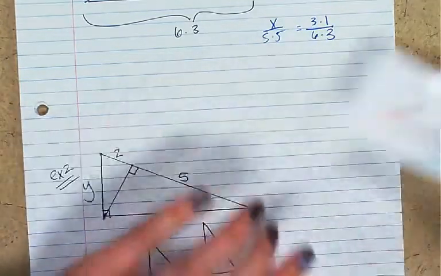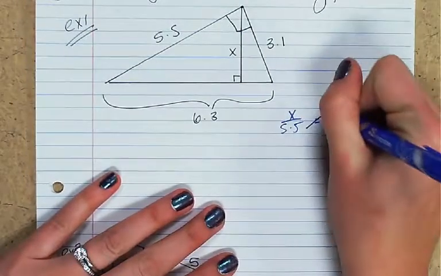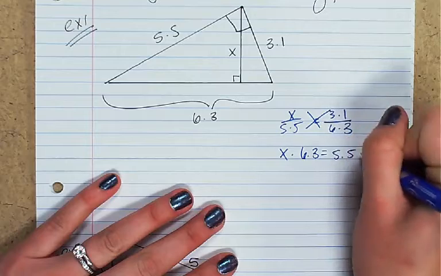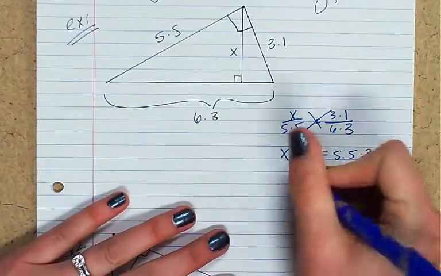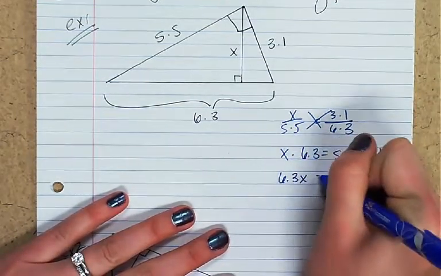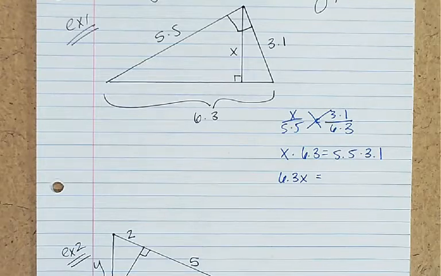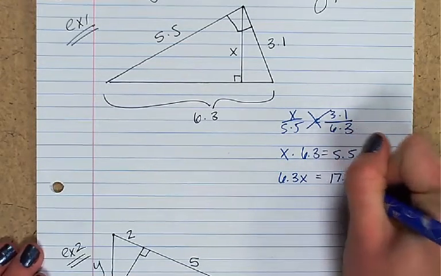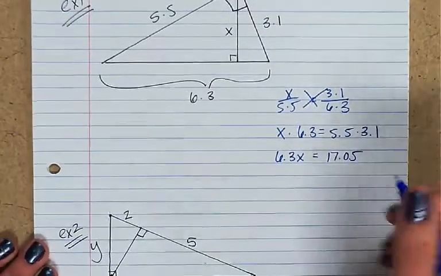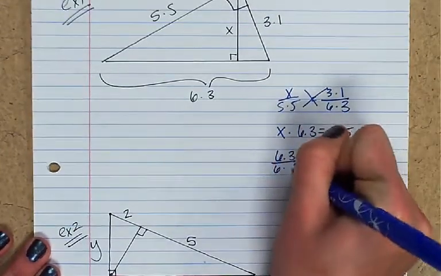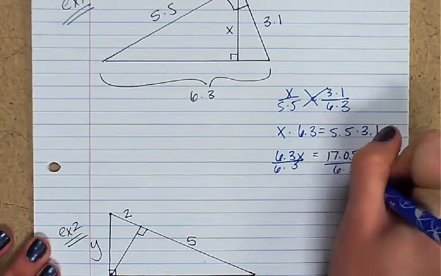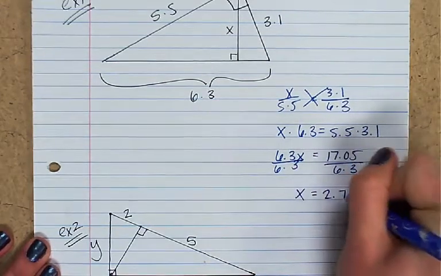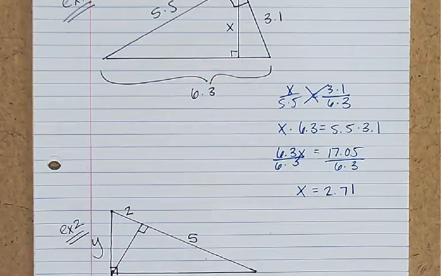To solve proportions, all we do is cross multiply. So x times 6.3 is just 6.3x. 5.5 times 3.1 is going to be 17.05. Then divide both sides by 6.3, and x is 2.71. So that's how you solve for that length.